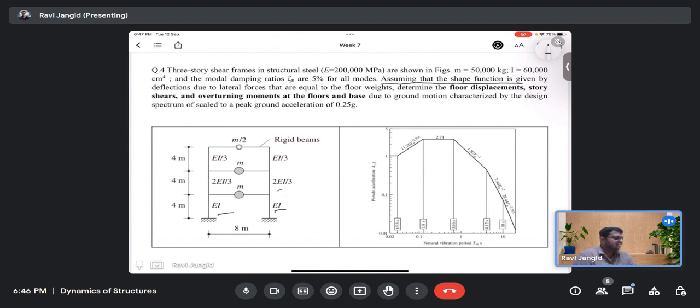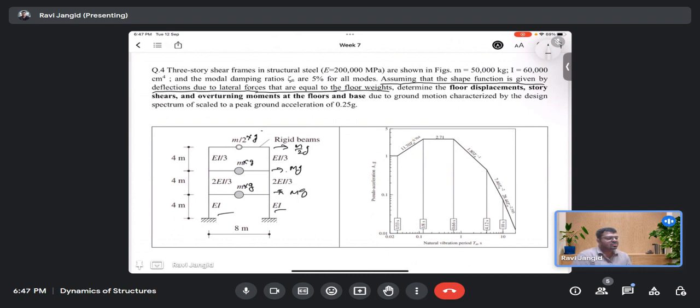Assume the safe function is given by the deflection due to the lateral force that is equal to the floor weight. Lateral force means the shear force. So the lateral force is whatever is generated by m by 2 into z, m into z, m into z, like the floor weight. These forces are applied here: m by 2 into z, then mg.